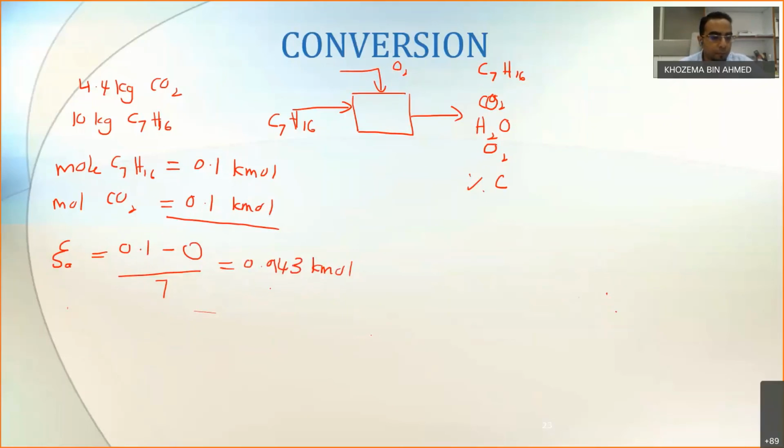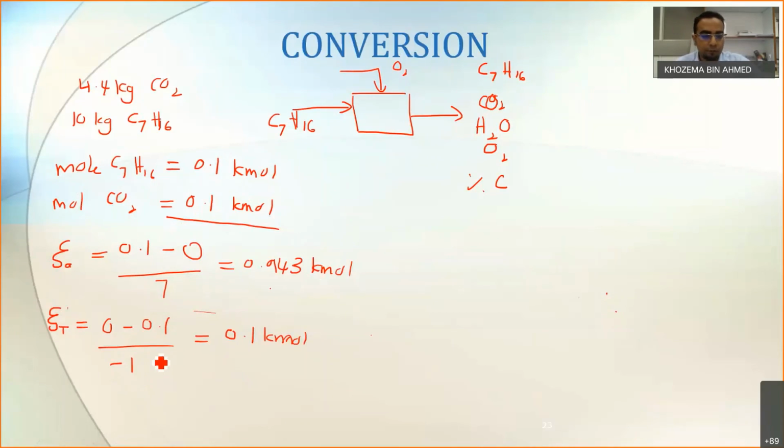And then for my theoretical extent of reaction, I can use my mole of C7H16. If my conversion is 100%, at the end of the reaction I have 0, and initially I have 0.1, and then I divide by -1. So I get here a value of 0.1 kilomole.